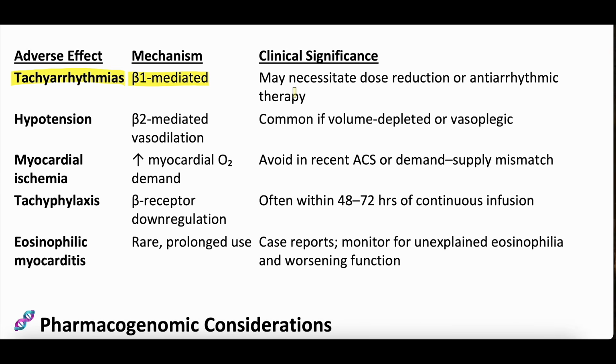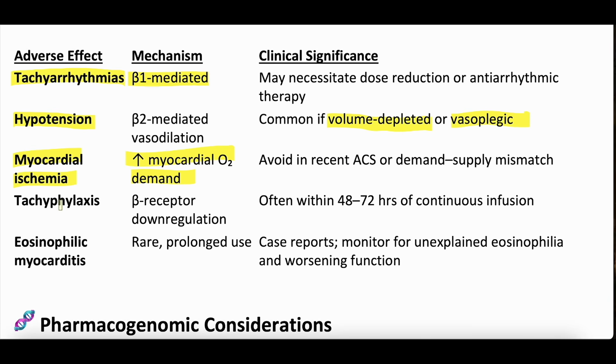Sometimes you need to dose reduce the dobutamine and kind of hit a happy medium. But this can be a really, really tough patient to manage. As we said, dobutamine has beta-2 receptor effects, which causes vasodilation, so it can cause hypotension, especially if someone's volume depleted or vasoplegic. It causes myocardial ischemia because it increases myocardial oxygen demand due to that beta effect.